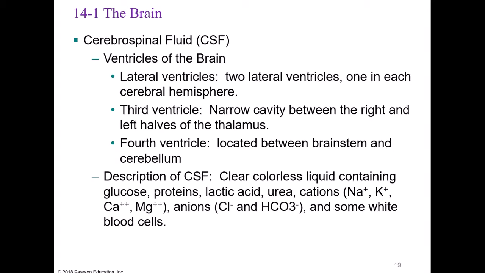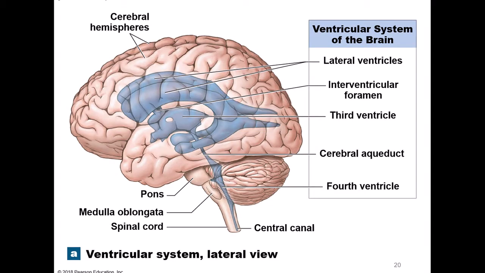So let's take a look at these new structures, the ventricles of the brain. We have two cerebral hemispheres, one on the left and one on the right. Each hemisphere contains a lateral ventricle. Here's a picture. This brain is actually looking to your left. All of this would be the left cerebral hemisphere. Then on the other side, this would be the right cerebral hemisphere. This large C shape right here would be the left lateral ventricle. And then on the other side, this would be the right lateral ventricle.